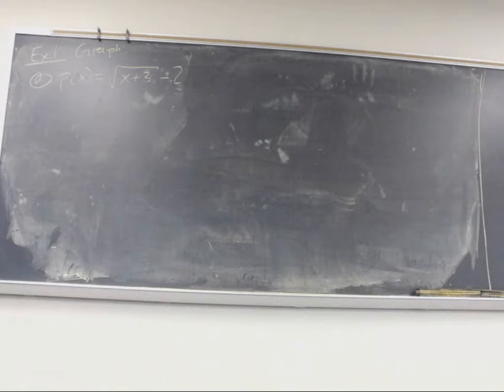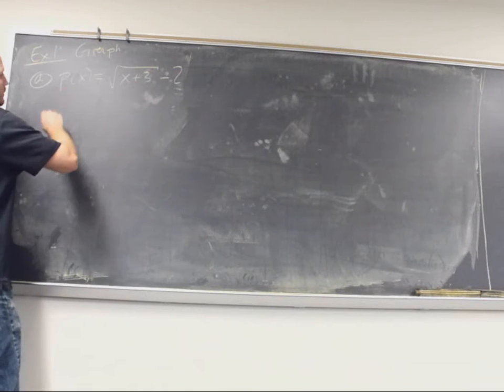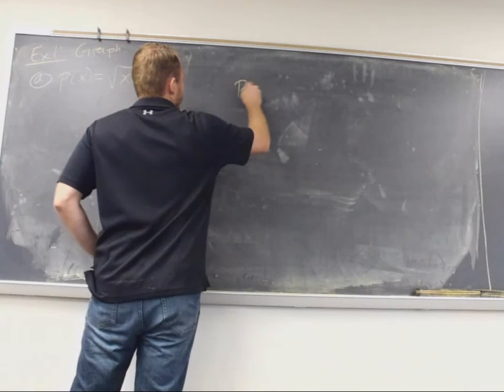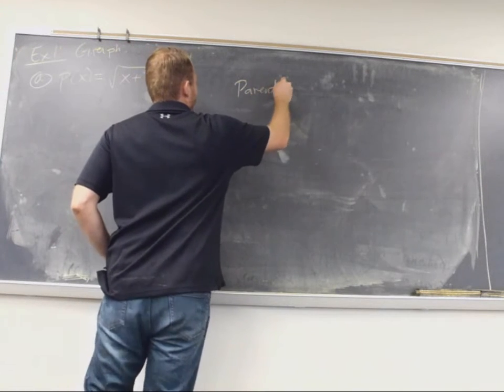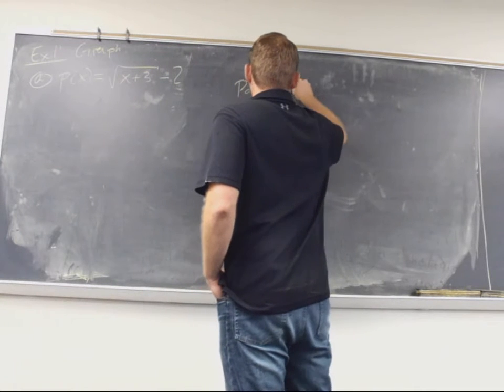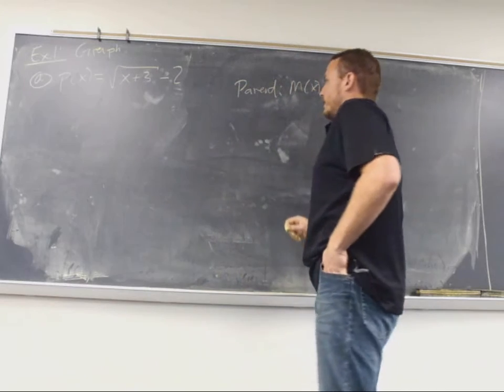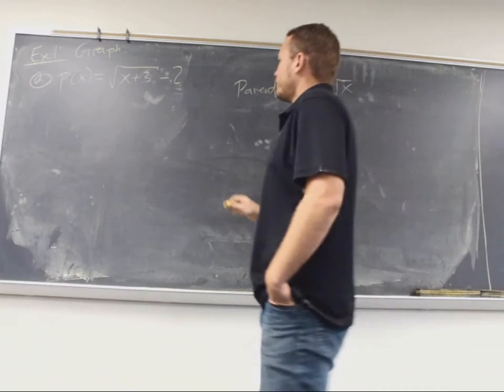I encourage you to try this by yourself, pause the video and give it a whirl. All right, so let's label what we know. We have the parent function of the square root of x, so we'll call that m equal to the square root of x.